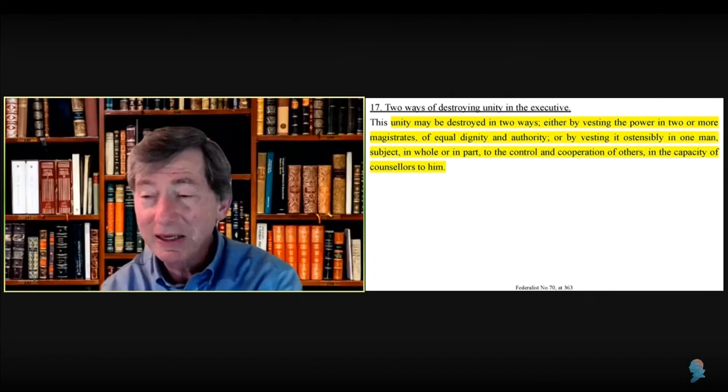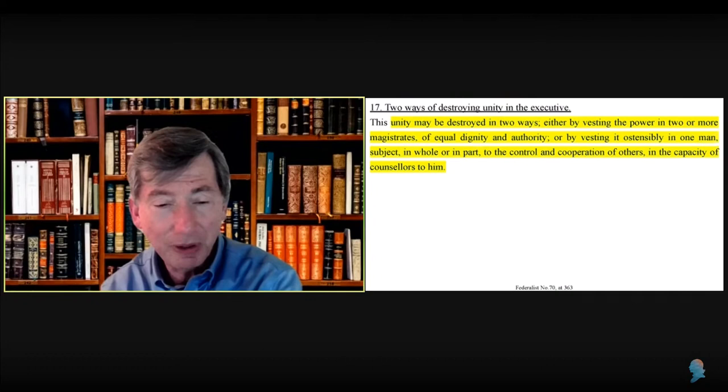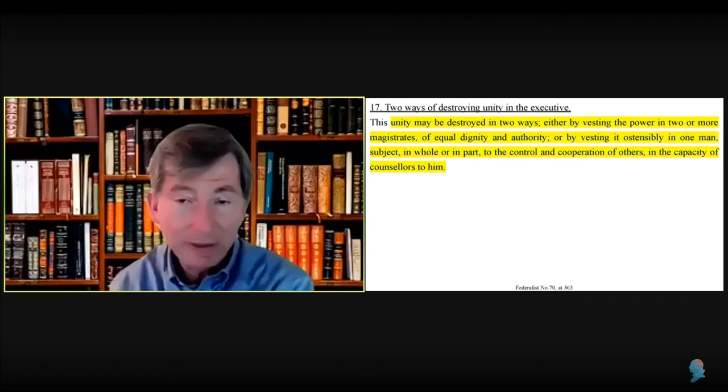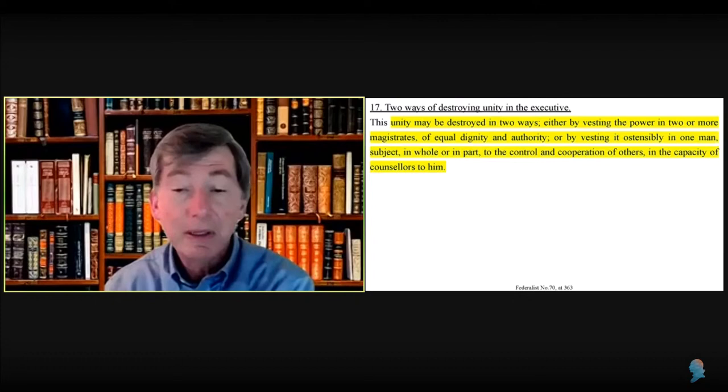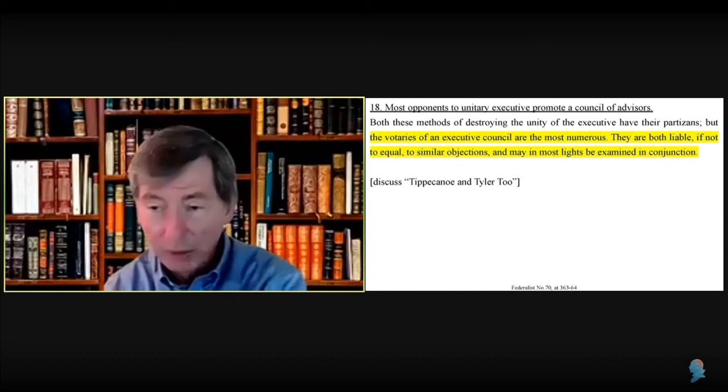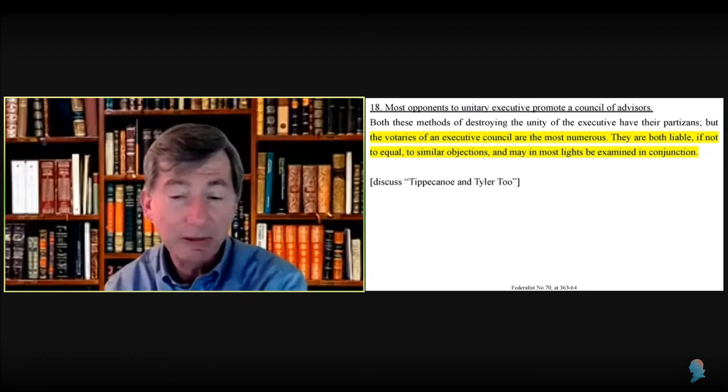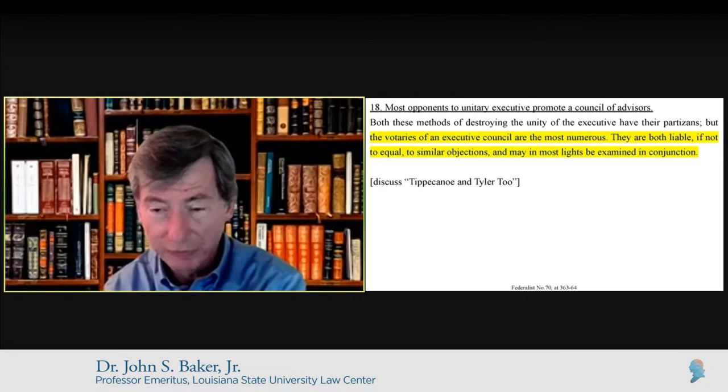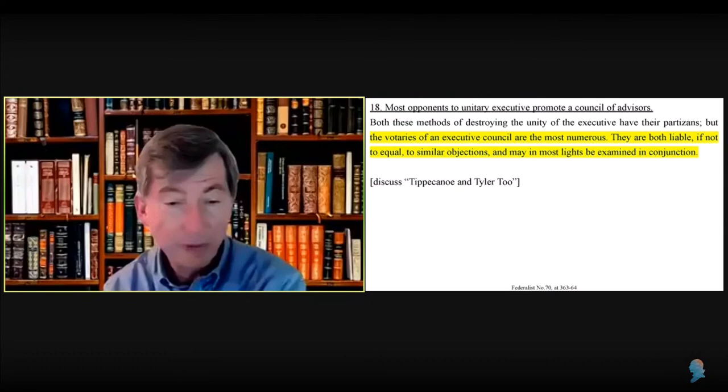Or by vesting it ostensibly in one man, subject in whole or in part to the control and cooperation of others, what the left and the anti-federalists have always attempted to get. And of course, the 25th Amendment. He goes on to say that most opponents really want a council of advisors. Well, this actually happened in the 19th century. The votaries of the executive councils are the most numerous. They are both liable, if not to equal, to similar elections.